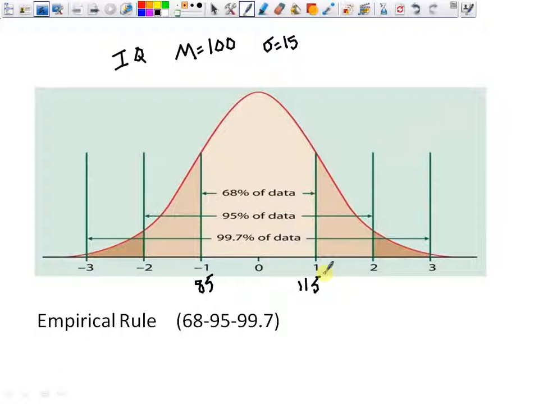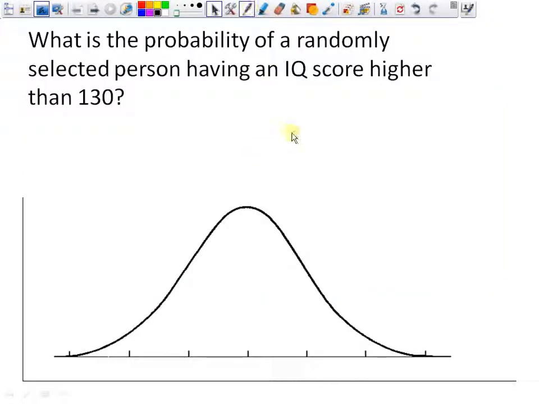Okay, so we're going to use that idea a couple of times here, along with learning some things about z-scores. So here's an example. What is the probability of a randomly selected person having an IQ score higher than 130? Well, we said earlier that this is 100, the mean. The mean's right in the middle. This is 115, this is 130. So 130 is two standard deviations above the mean. And we're trying to find the probability of getting a score higher than that.